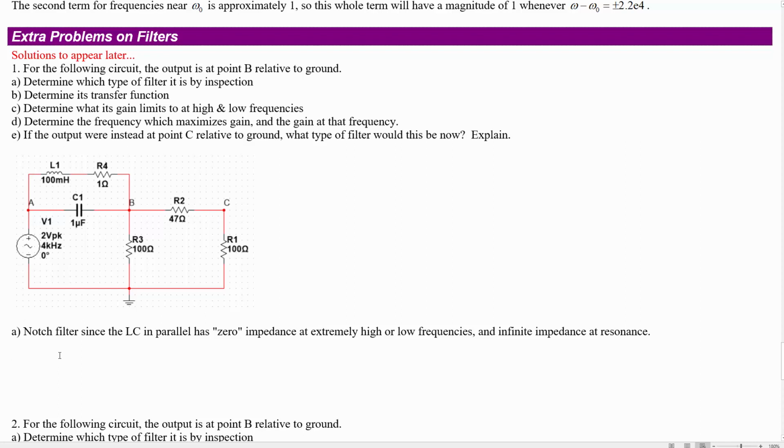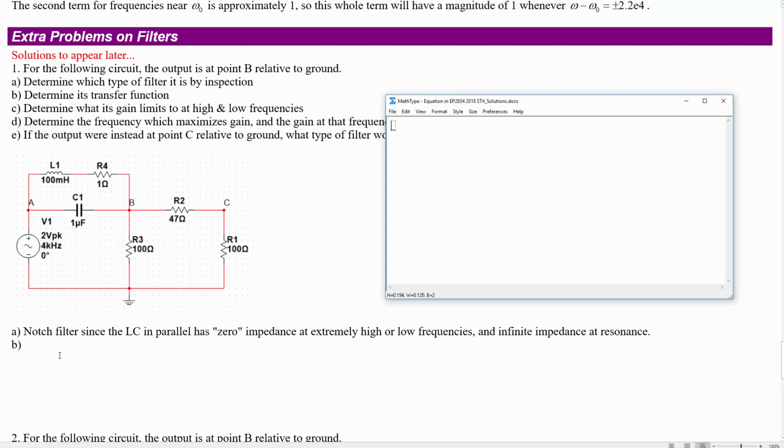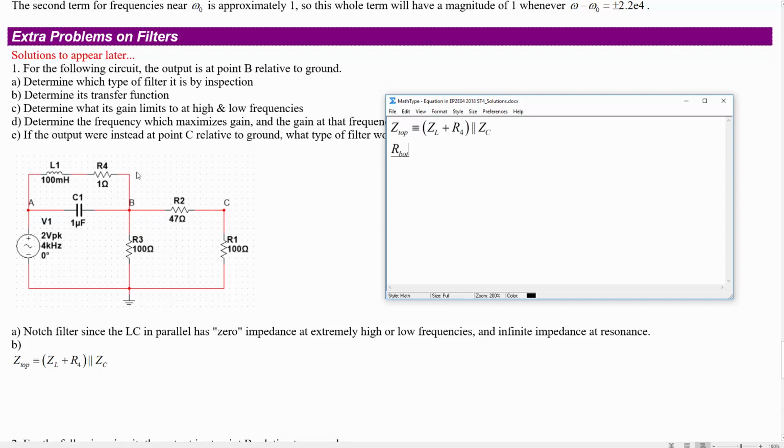So now let's go about finding the transfer function. For this, I'm going to make some definitions to make it a little bit easier. So first, let's define Z top as the impedance of this top branch right there. So that's going to be ZL plus R4 in parallel with ZC. And we're also going to define R bottom as R3 in parallel with R2 plus R1.